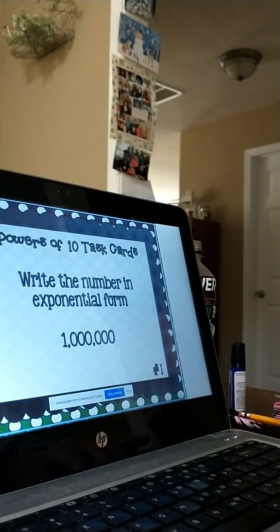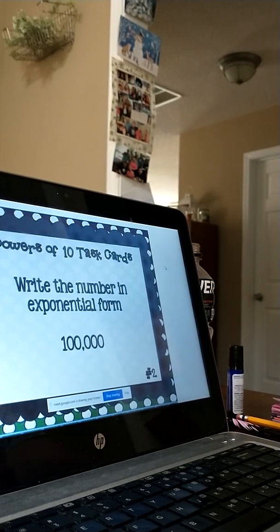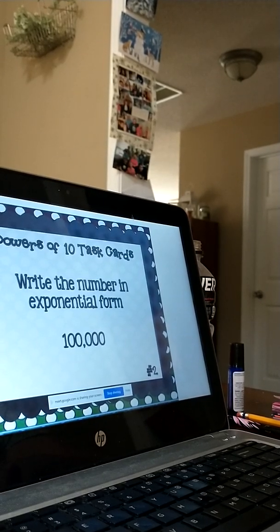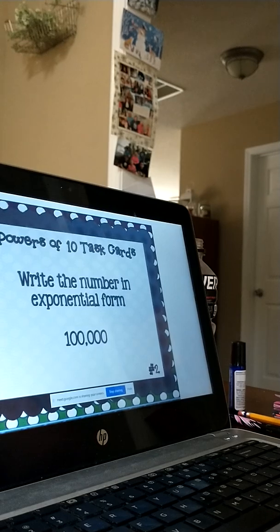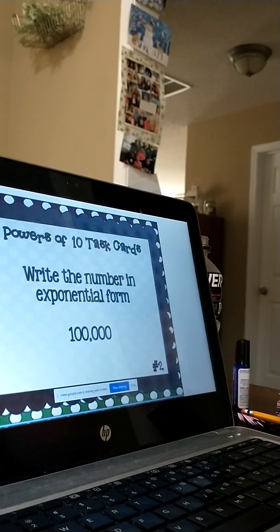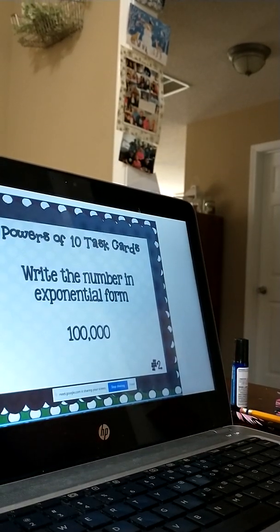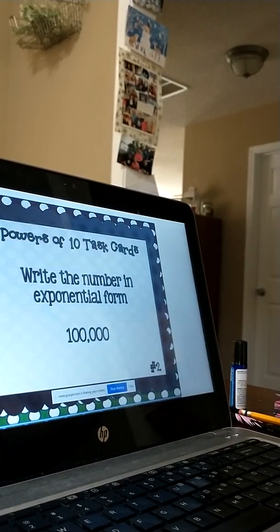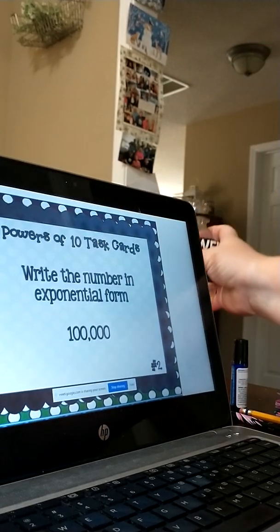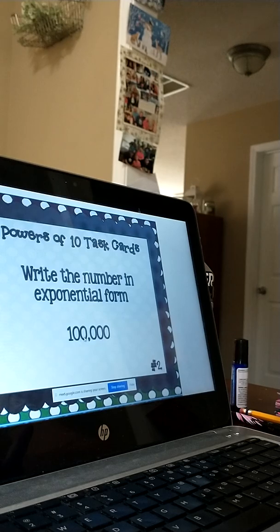Okay, let's try this one. Okay, look at number 2. And how would you write that? Good. This one's 10 to the 5th because there's 5 zeros.